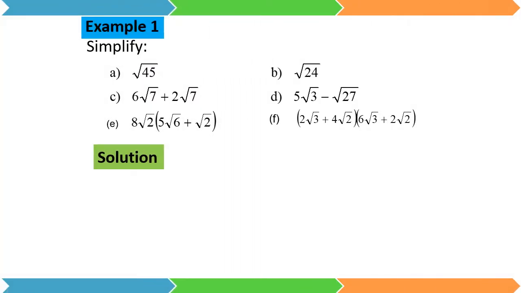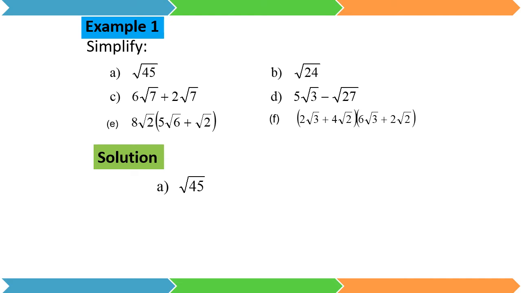Okay, let's do some examples on this subtopic. So for example one, we want to simplify all of this. For the first question, square root of 45. What we should do is to turn this value into a multiplication between two values. The first step is to recognize whether this value can be separated into two values, and one of the values is a perfect square.